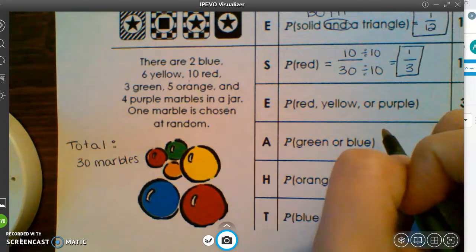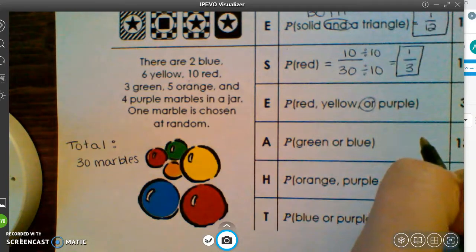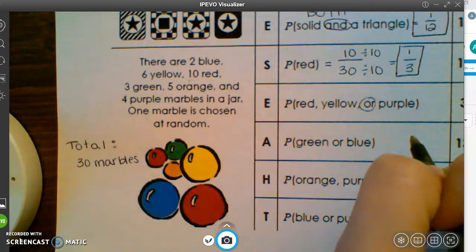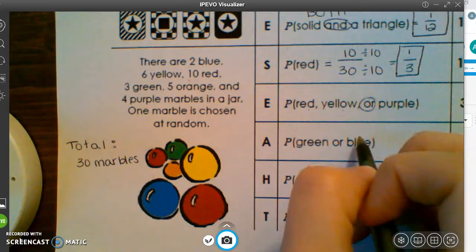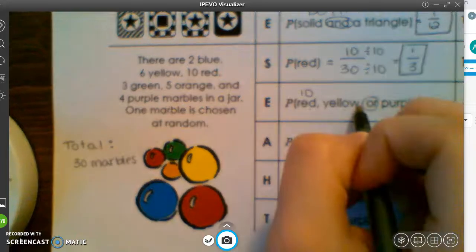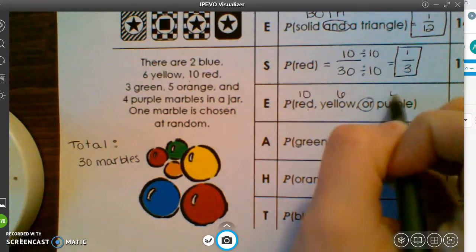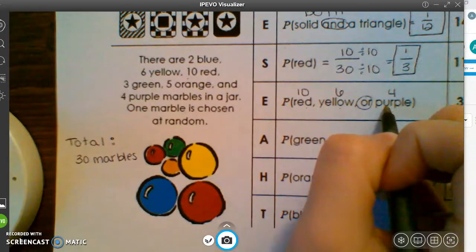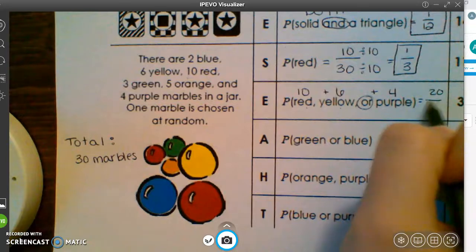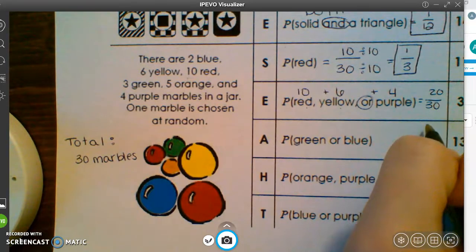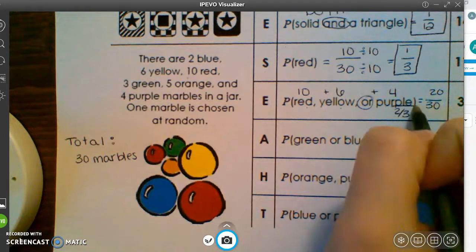Okay, E. Ooh, it's that or right there. So do you need a red, yellow, and a purple? No. We are just happy if we have red, yellow, or purple. So there's red, there are 10 of those. There are 6 yellows and 4 purples. So if I'm happy with any of these, I would add them together. So that would be 20 out of 30. Well, that would not be a good answer. We got to simplify it down. So simplified, that's 2 out of 3 chance.